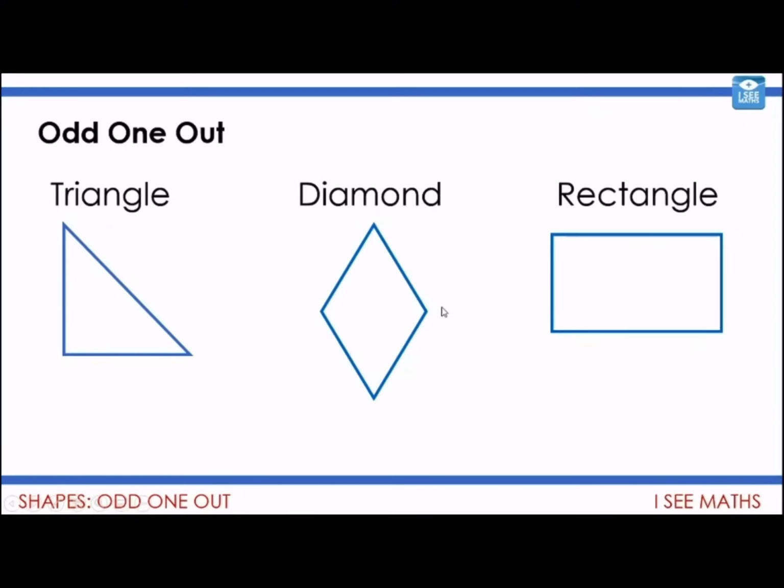No, hang on a minute. It's the diamond. Look, it's got obtuse angles. It's got angles that are more than 90 degrees and less than 180. It's the diamond that's the odd one out.